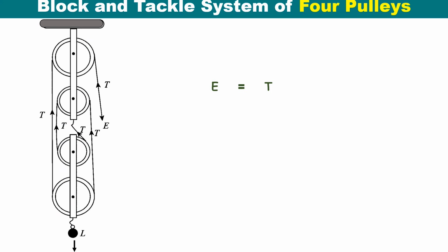Now block and tackle system of 4 pulleys. If there are 4 pulleys, 2 are in the upper block and 2 will be in the lower block. And the load is supported by the pulleys in the lower block. Check the pulleys in the lower block. There are 2 pulleys in the lower block, and how many strands are touching the lower block pulleys? So there are 4 strands attached with the lower block. Effort is supported by 1T only.